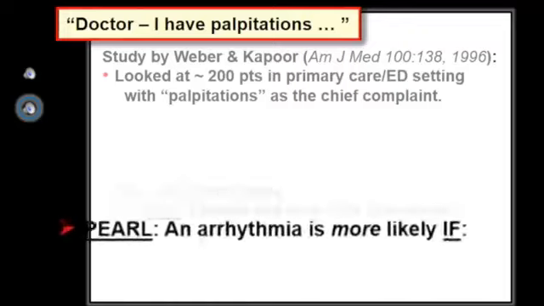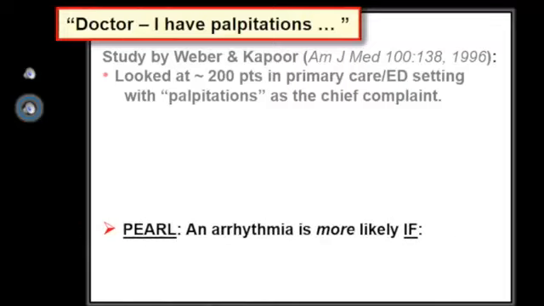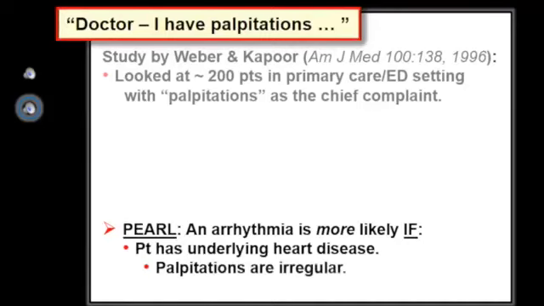Pearl. One of the most helpful findings that I derived from this study was that in patients who present with palpitations, there are a few clues that may make it more or less likely that palpitations are due to an arrhythmia. An arrhythmia is more likely if the patient has underlying heart disease, if the palpitations are perceived by the patient as irregular, that is, the patient may be able to describe or tap out an irregular cadence for their heartbeat, and finally, if palpitations last more than 5 minutes.